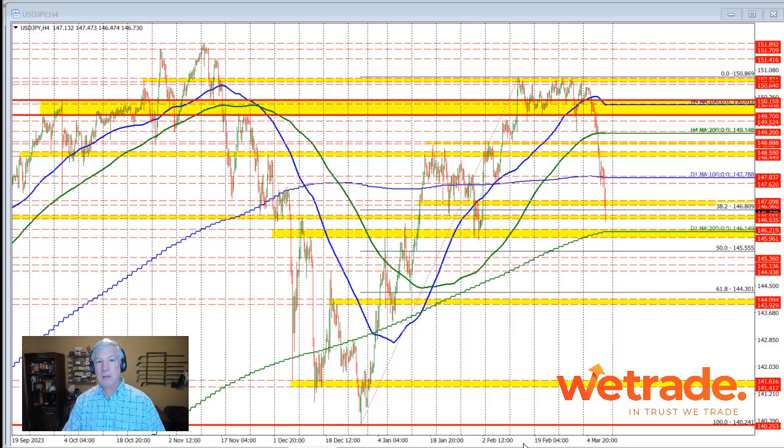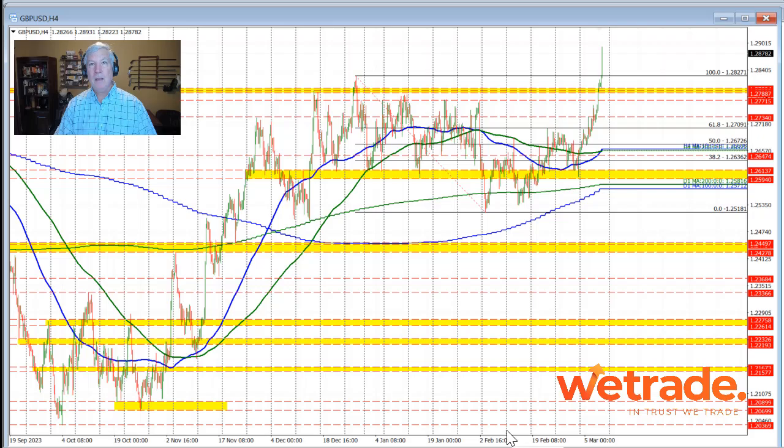Finally, let's take a look at the sterling versus US dollar, and this currency pair is breaking to outside of the 148 level with momentum, and also above the high price. Also above the high price from the month of December, up at the 128.27 level.